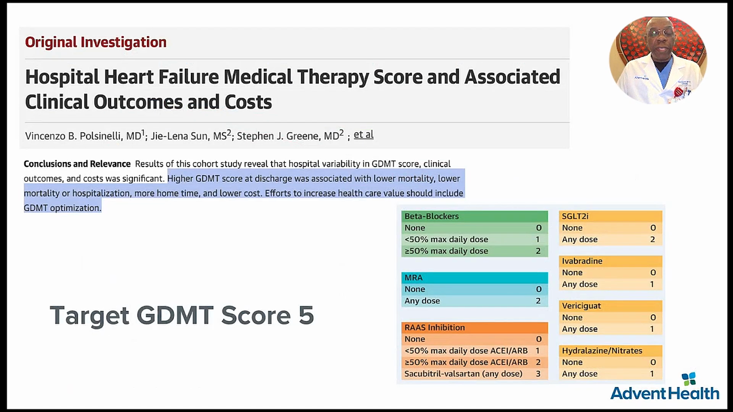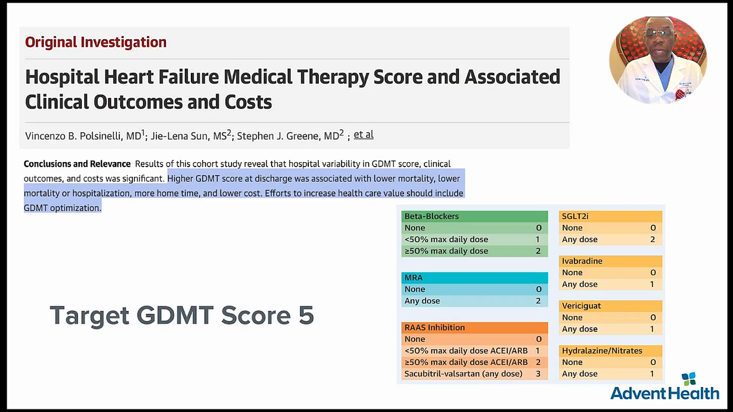The newer agents add some complexity, but they also add a tremendous amount of benefits. And newer data shows that patients with a higher number of GDMT after discharge are associated with lower mortality, lower hospitalization, more time at home because of lower readmissions, and they also have lower costs to the system and to themselves.